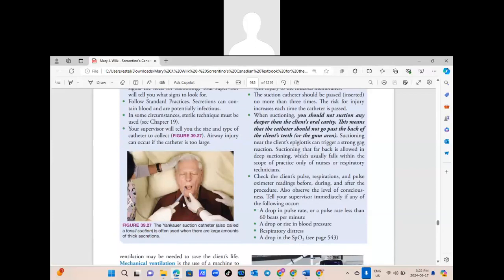All right, so this is just the Yankauer suction catheter. So this is usually used if the client is not able to cough, very gargly. You can hear it just in the throat. So we try to let them cough and then suction on the side. Okay. All right.